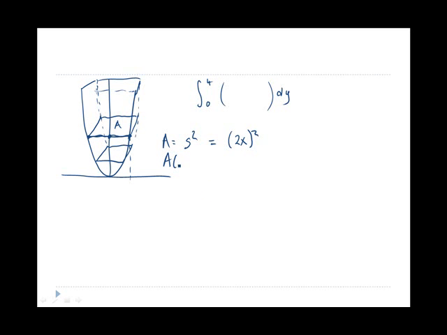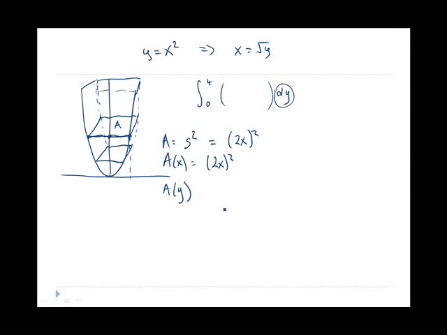So if I was writing area as a function of x, I would have the quantity 2x squared. But I want that in terms of y, and remember y is equal to x squared. So I could rewrite that as x is equal to the square root of y, right? So instead of x, I can put in the square root of y here. So if I want this as a function of y, which I do because I have a dy integral, then I need 2 times the square root of y, all squared. That would simplify: 2 squared is 4, and the square root of y squared is just y. So that comes out to 4y.